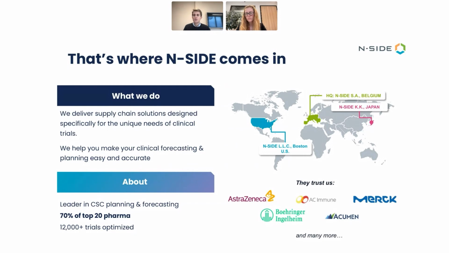We deliver supply chain solutions designed for the unique needs of clinical trials. That's another way of seeing it. We work with 70% of the top 20 pharma, and you see a couple of logos there. Some of them are in the top 20, but you can also see that a lot of them are smaller biotechs or pharma companies out there. We've been around for 25 years, so we've also optimized tens of thousands of trials, and that is also something you will see.